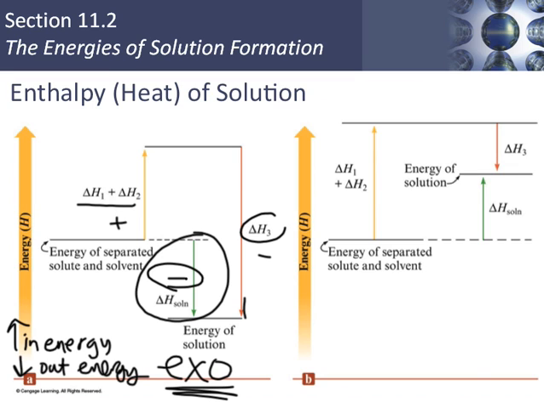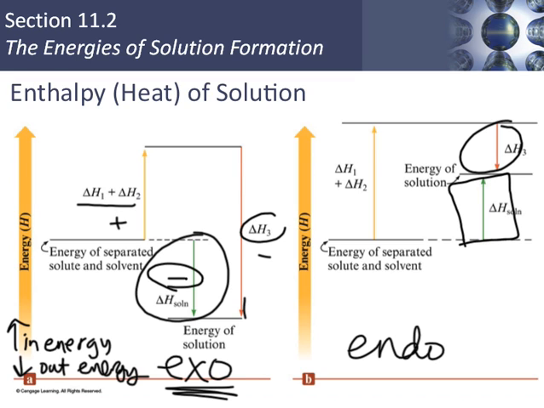Okay? In an endothermic situation, we're putting in this much energy, but when those things come together, barely any energy is released because they're sort of attracted to each other, not so much. So the overall energy, we put in more than we got out, so this would be a positive, making this reaction endothermic. Make sense?